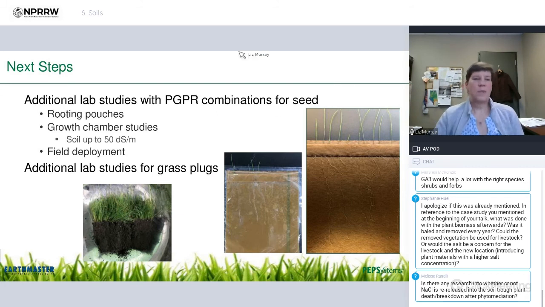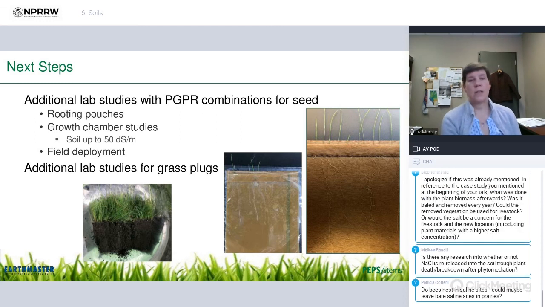So what's the next steps? As I mentioned, we're going to start combining PGPR. PGPR is an interesting world when you're coating on seed. More is not better. And I think Rachel mentioned this, that you can inhibit plant growth if you have the wrong kinds of bacteria. And in this case, we're finding if you have too much bacteria on the seed, you will inhibit germination. So you need to do the trials to find out what the right amount of bacteria is for what you're working with.